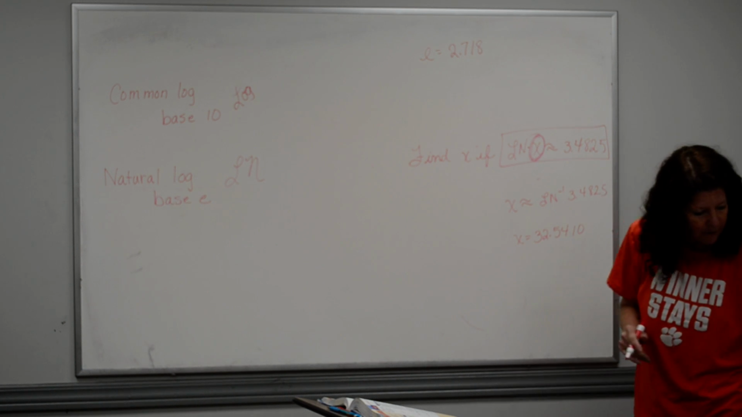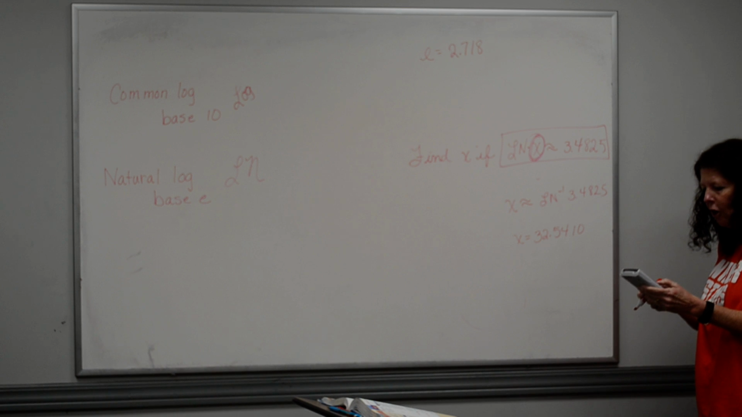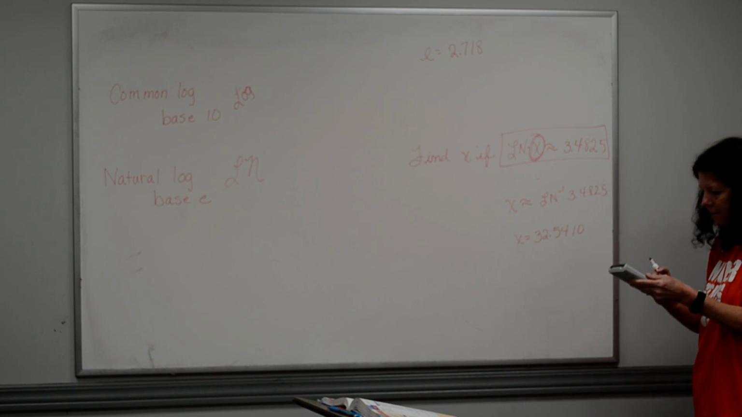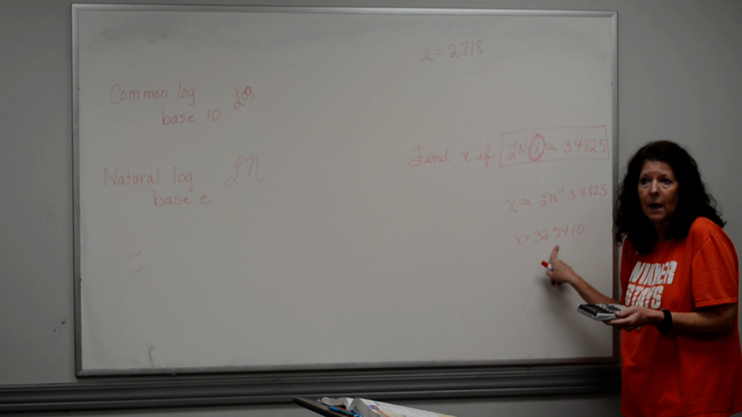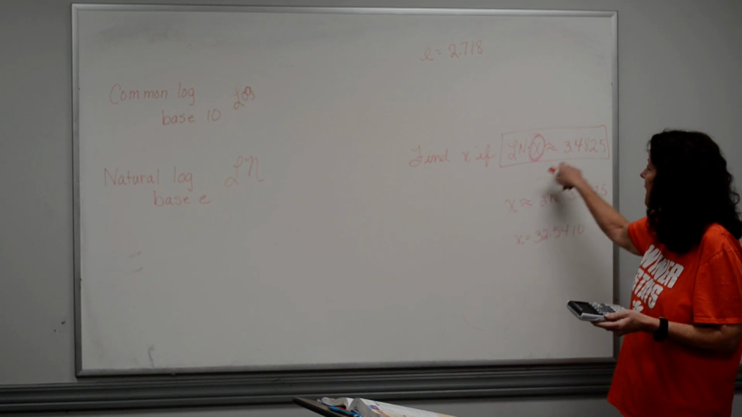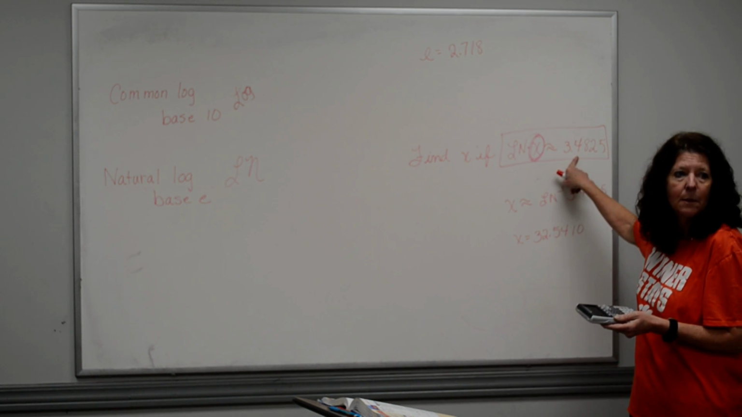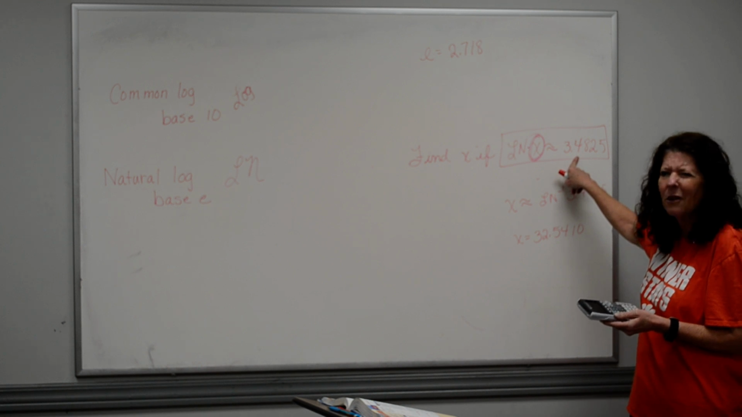Now, if I had taken my calculator and gone e raised to the 3.4825 power, it gives me this. So you can do it either way. I can take this and write it in exponential form. Okay, and you're going, what?